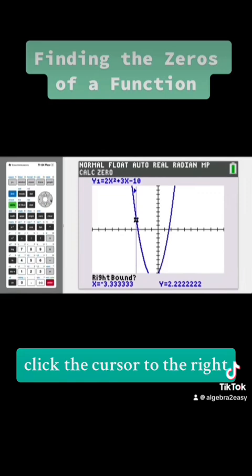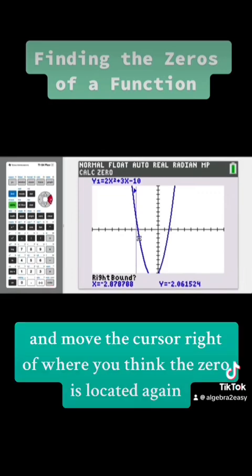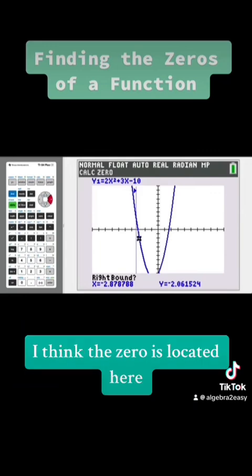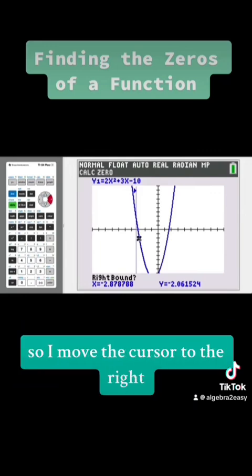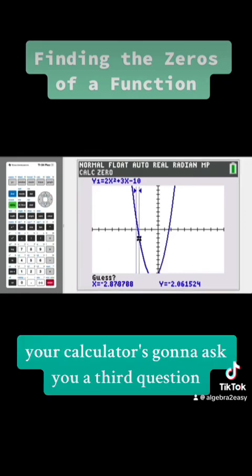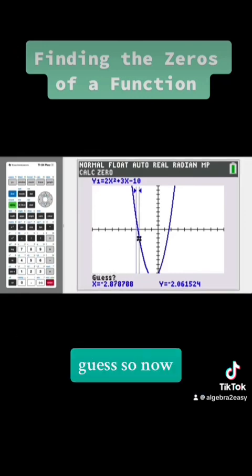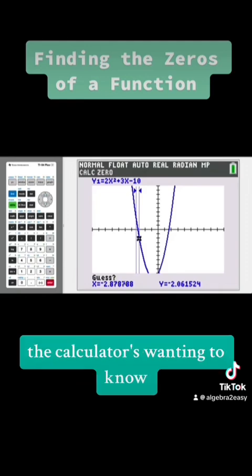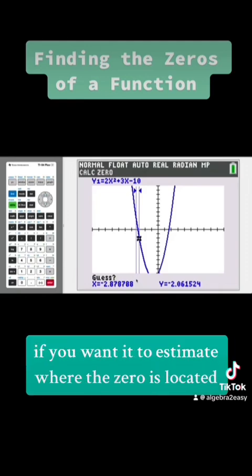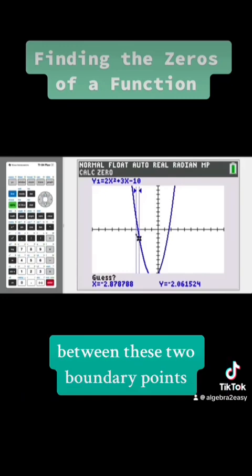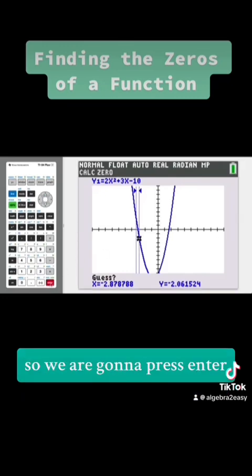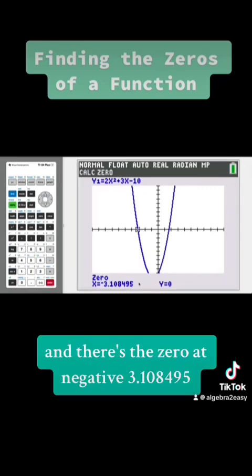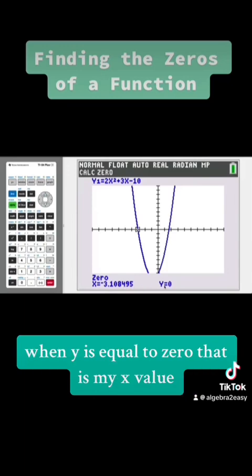Click the cursor to the right and move the cursor right of where you think the zero is located. Again, I think the zero is located here, so I move the cursor to the right. Now press enter. Your calculator is going to ask you a third question. Guess? So now the calculator is wanting to know if you want it to estimate where the zero is located between these two boundary points. So we are going to press enter, and there's the zero at negative 3.108495. When y is equal to 0, that is my x value.